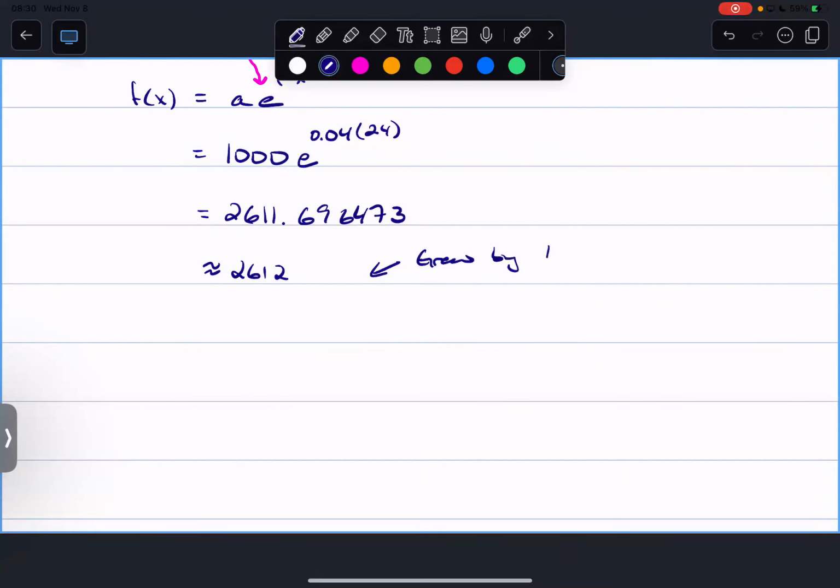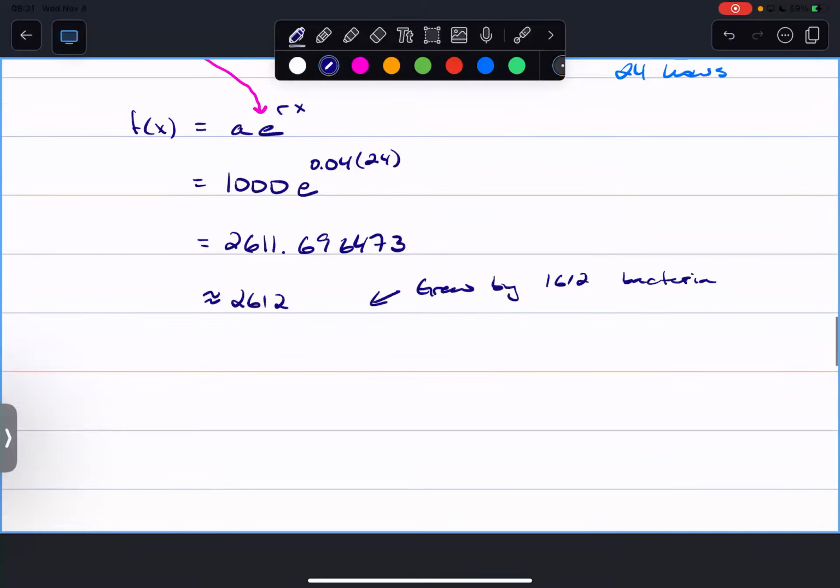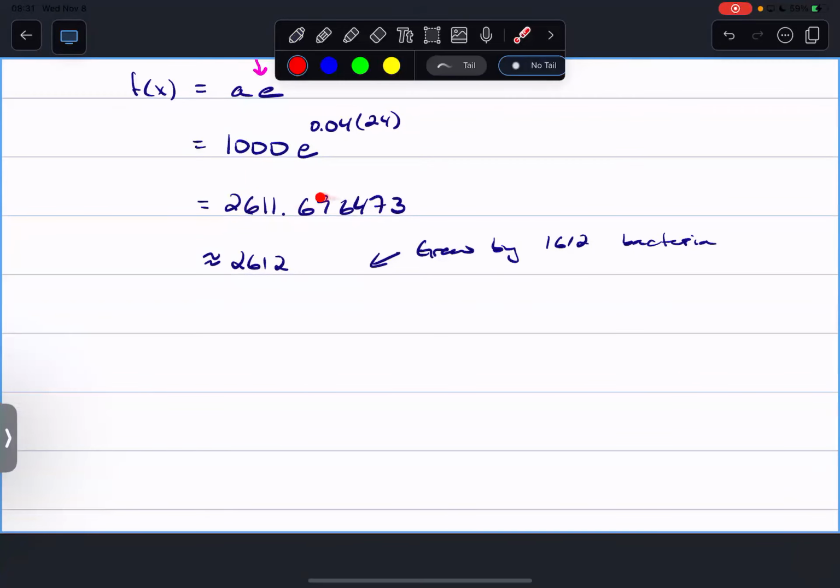Grew by 1,612 bacteria. That's a question on a test, because I had a population growth question. If we rounded down, would that be acceptable too? Yeah, I'm okay with that. Even if you stopped here, that's fine. I'm not looking for more, because that's a lot to keep track of.